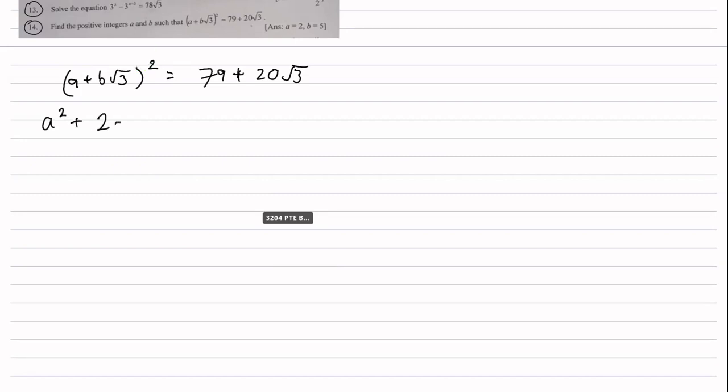So find the positive integers a and b such that a plus b root 3, bracket square, is equal to 79 plus 20 root 3. This question is a little bit challenging because you need to solve for a and b, which is not that easy. Let's see. Square straight away, you must know a square plus 2ab plus b square. So a square plus 2 times a times b root 3 plus b root 3 square equals the right hand side. Sorry for the bad handwriting.